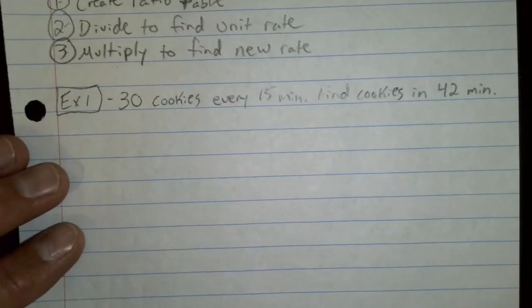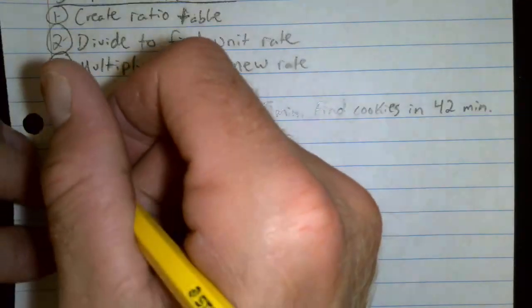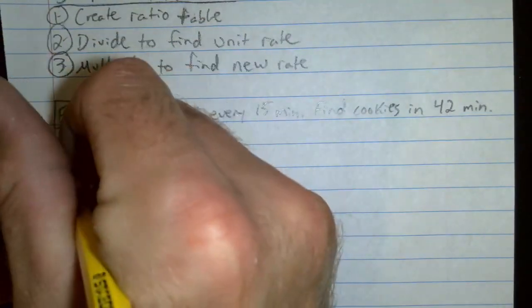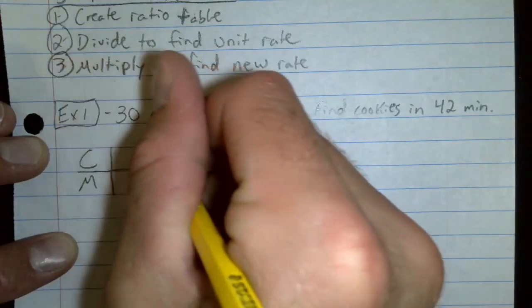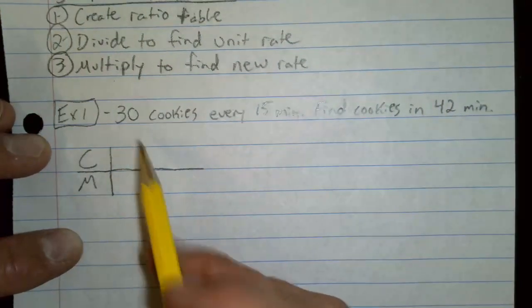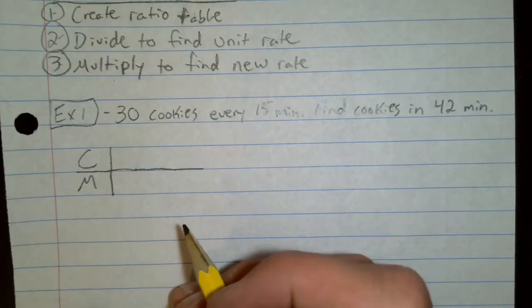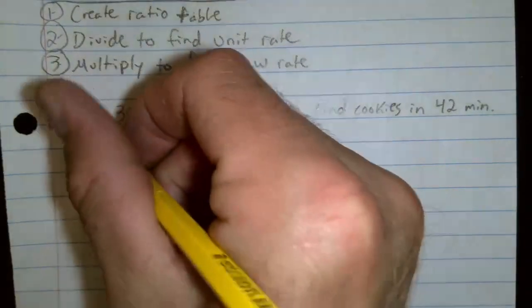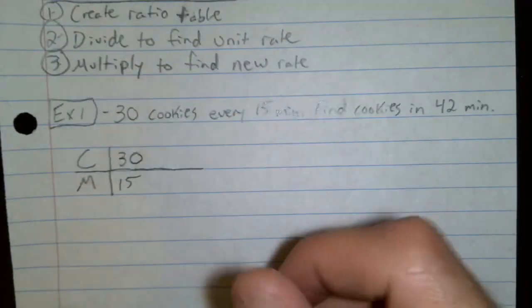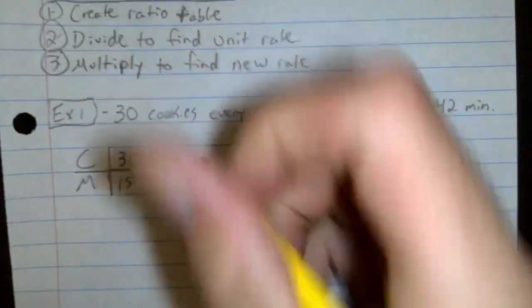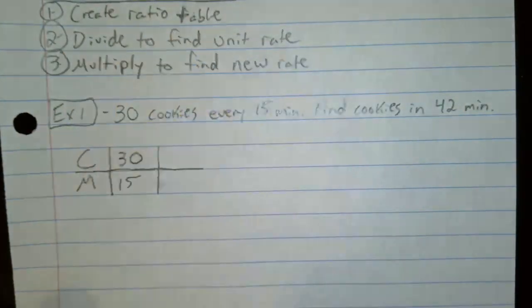All right, so let's create our ratio table. We'll start with cookies, C, and M for minutes. When you make your ratio table, we'll draw it sideways. We know that we have 30 cookies in every 15 minutes.